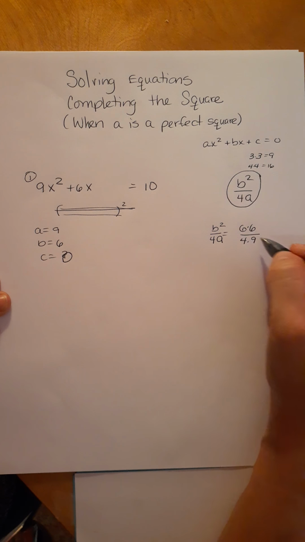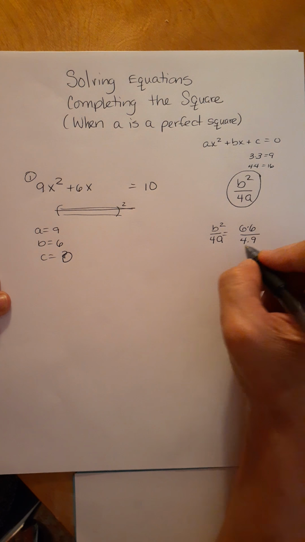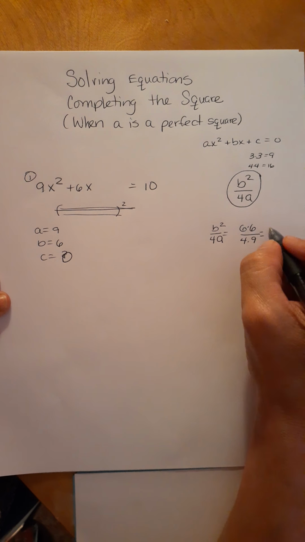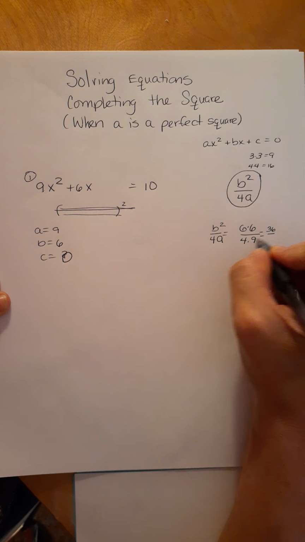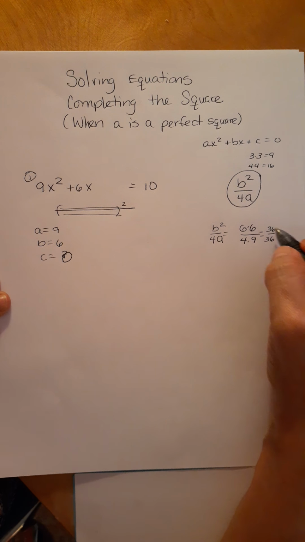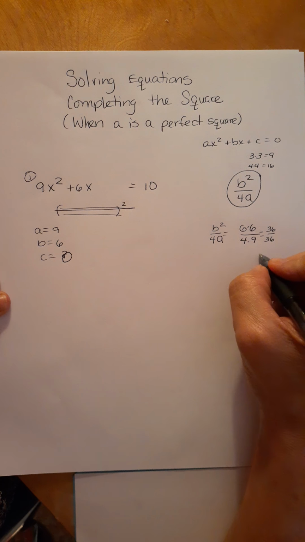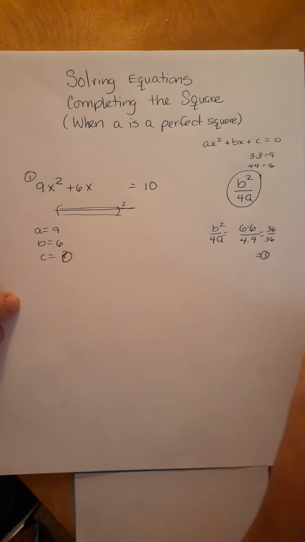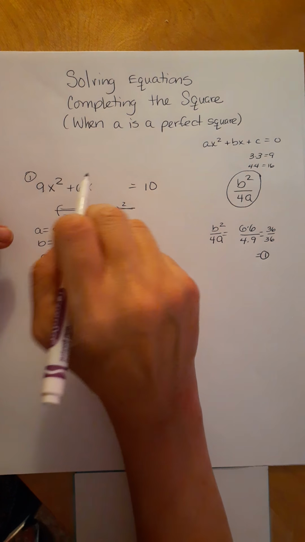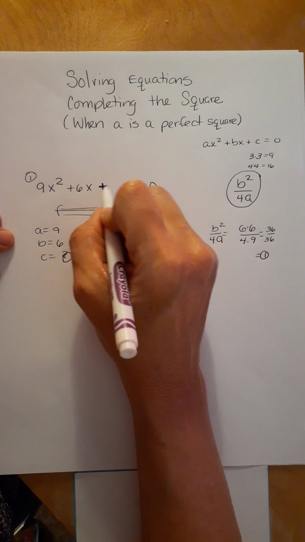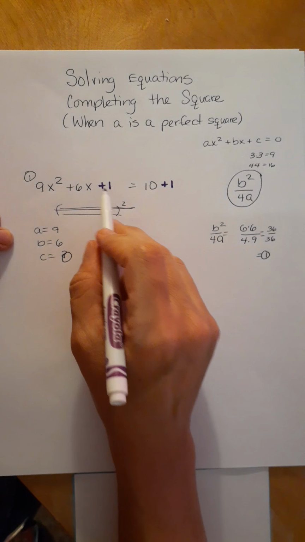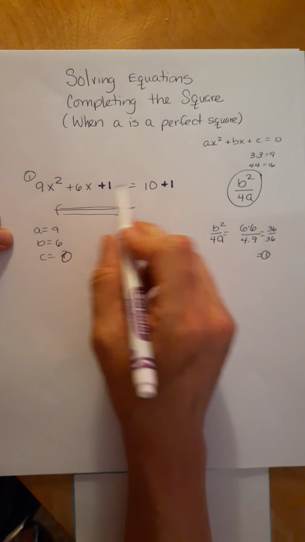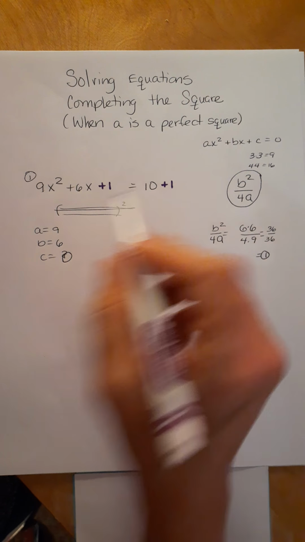Now, none of these cancel out, and I write it out that way because sometimes they do, and it makes life a lot easier. So 6 times 6 is 36, and 4 times 9 is 36. What is 36 divided by 36? Well, that is 1. Pretty simple. That means the number I'm going to add to both sides is plus 1. Whatever I do to one side to make this a perfect square, I have to add the same amount on the other side.